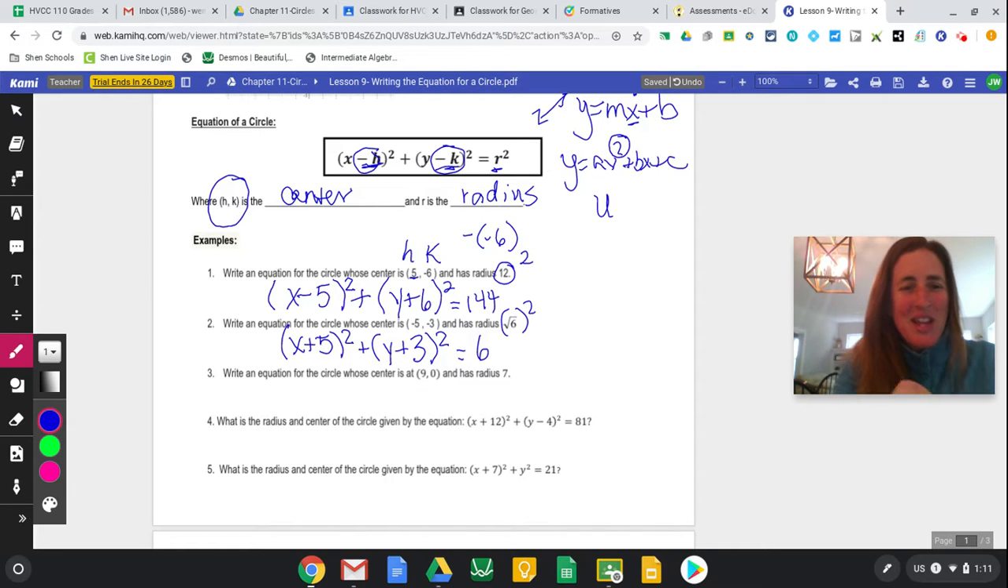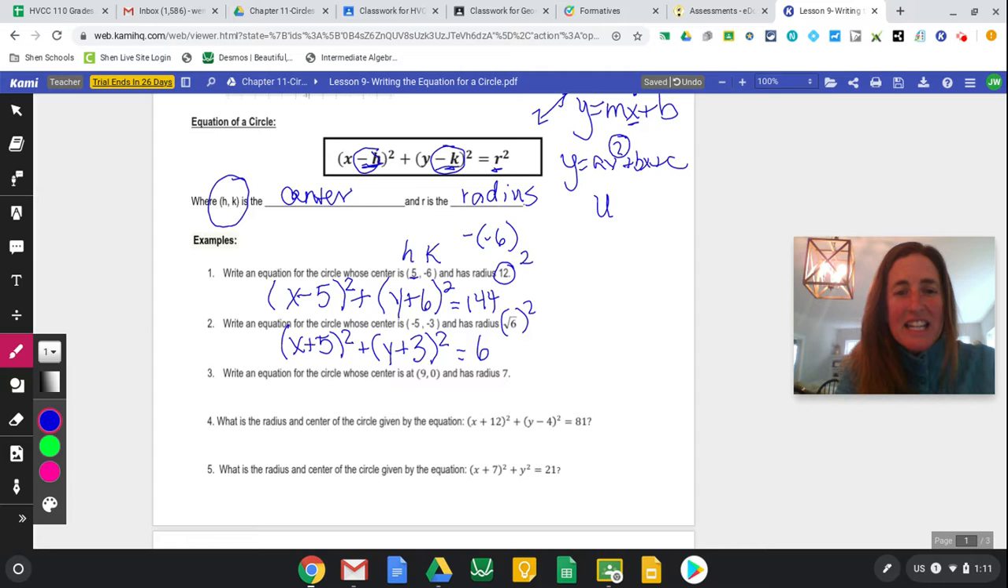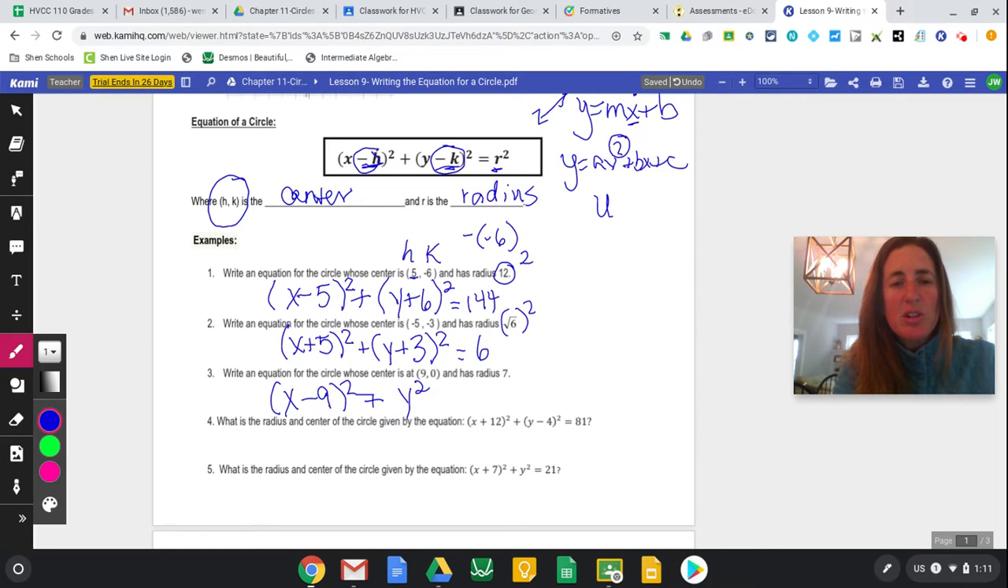Doesn't this formula look like a squared plus b squared equals c squared? Hint, hint. Write an equation for a circle whose center is at 9, 0, and a radius is 7. Okay, so now one of our values is a 0. No worries. X minus 9 squared plus y minus 0 squared. I don't really need to write the y minus 0. You can if you want. I'm just going to write y squared, and its radius is 7, so that means 7 squared is 49. Easy peasy.